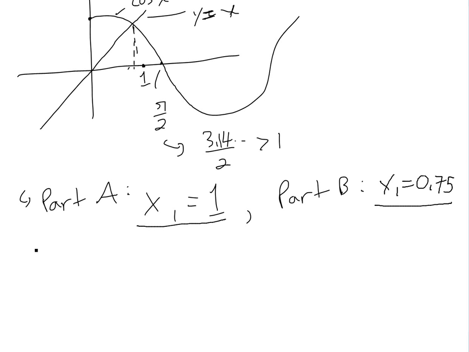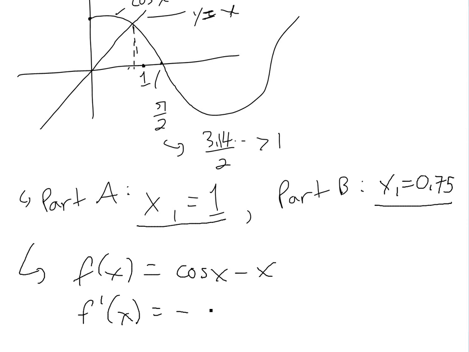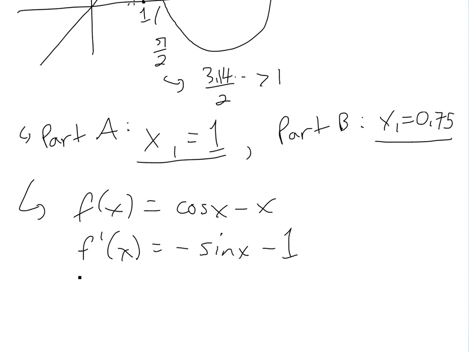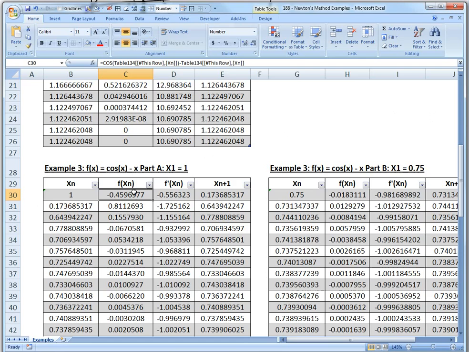Oh, well, I forgot, first I gotta get the derivatives in there, because f of x in this case is just going to be cos x minus x, and f prime of x equals negative sine of x minus 1 here, and we just basically plug these into Excel. So in Excel here, this equation is cosine of xn minus xn, and then this equation is just sine of xn minus 1, and then you just do whatever this is divided by, and we get our stuff here.